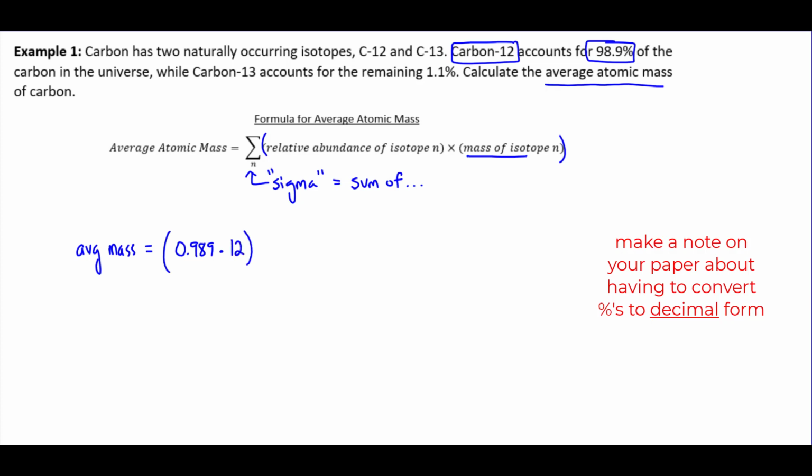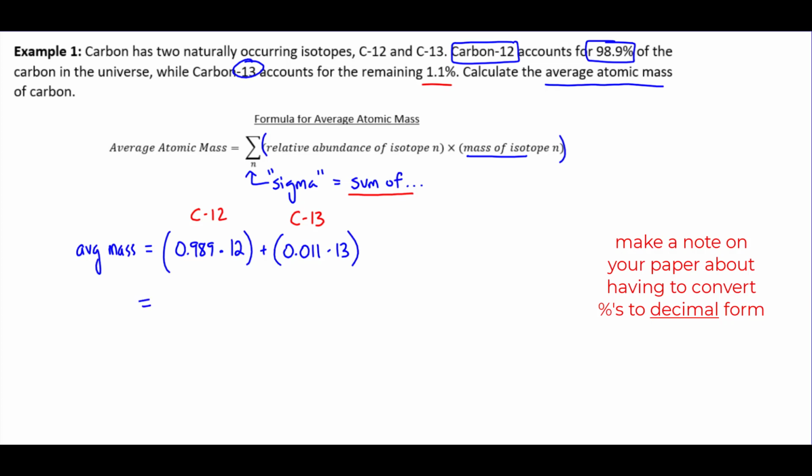Now back to the sigma notation, it's the sum of everything in this formula. And isotope N, well, we have that one, that was carbon-12. And so now we need to add on carbon-13. We have to basically repeat the process so that we've got all of our isotopes accounted for. So we need the relative abundance of that isotope, and so that's 1.1%. In decimal form, we need to move that decimal 2 spaces, and so that's 0.011. And then we'll multiply by the mass, that's carbon-13, and we'll do it like that.